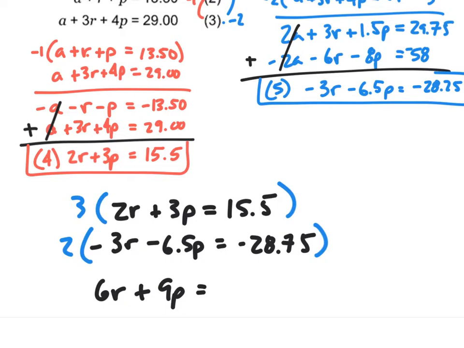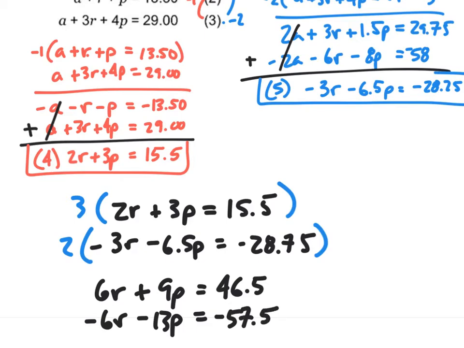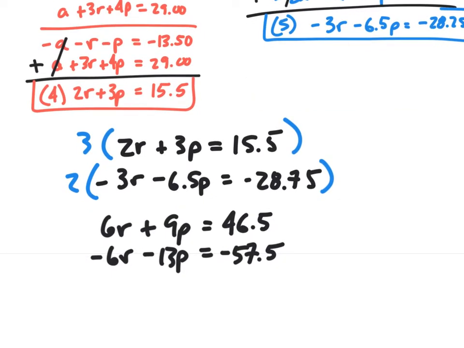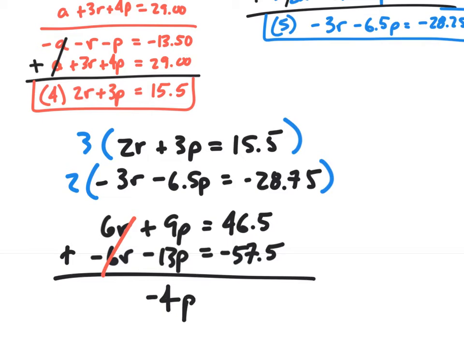So as a result, I'm going to get 6R plus 9P is equal to 15.5 times 3 is 46.5. Okay, and then I'm going to distribute my 2. I'm going to get negative 6R minus 13P, and then 28.75 times 2 is going to give me negative 57.5. All right, so now if I add these together, 6R minus 6R gets eliminated. Okay, 9P minus 13P is going to give me negative 4P.